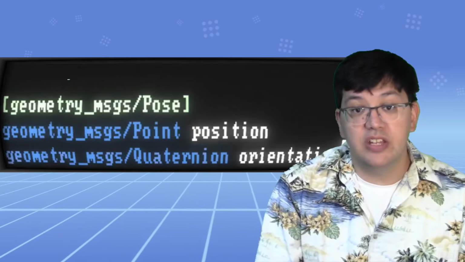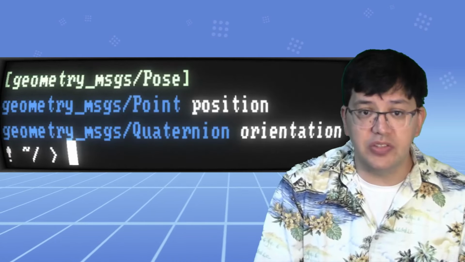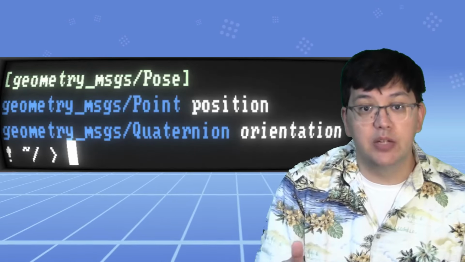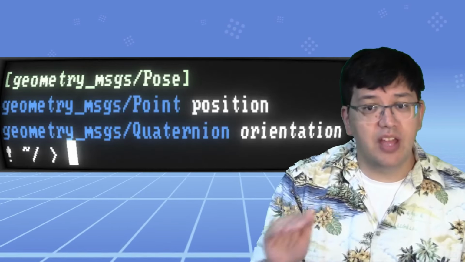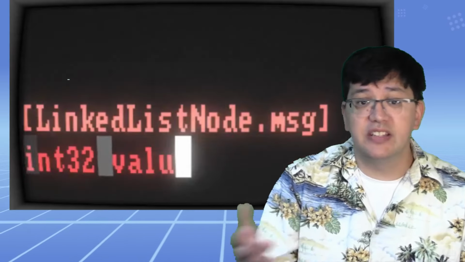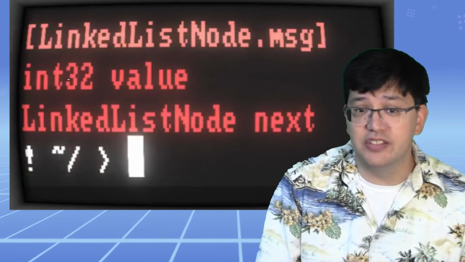Now, in addition to all the primitive types, we can also include other messages in our messages. So pose.message conveys a position, point, and an orientation as a quaternion. The type of the field is now a package name and a message name combined with a slash. You can sometimes get away with not writing the package name and the slash if the other message is in the same package, but I wouldn't recommend it. Also note, you cannot have a recursive message definition. In this example, I've made up a linked list node message that contains a linked list as one of the fields. This results in an error.